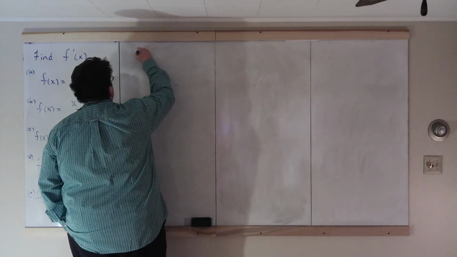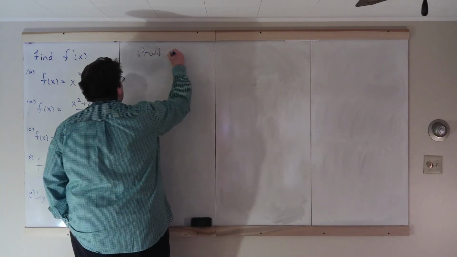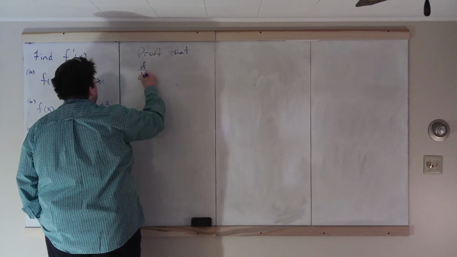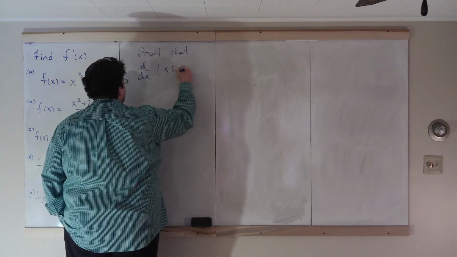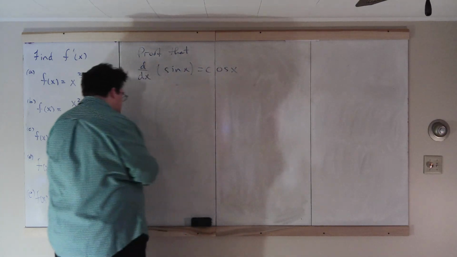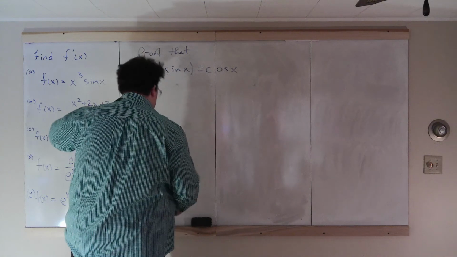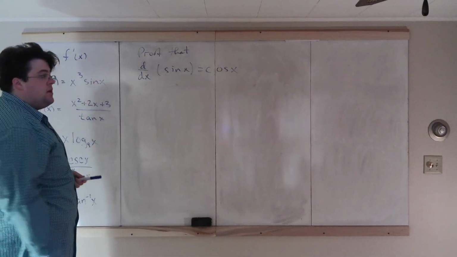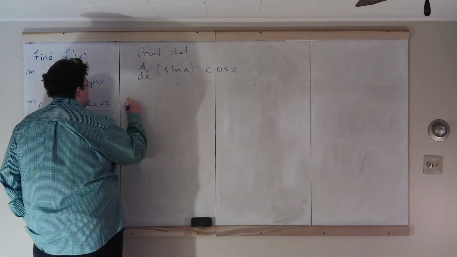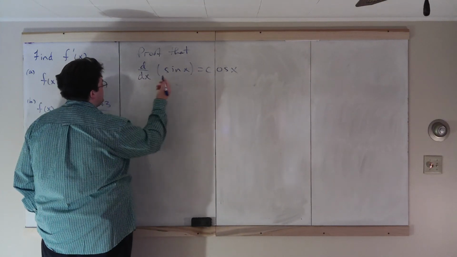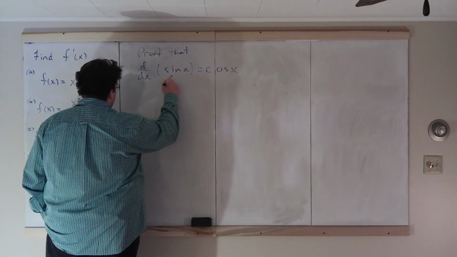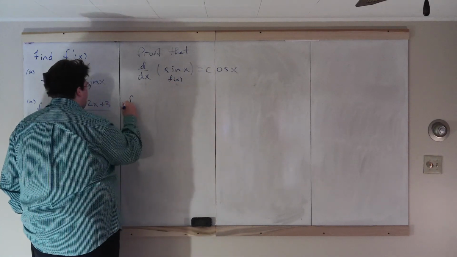So proof that the derivative of sine x, according to that page, derivative of sine x is cosine x. So how can we show that? Well, let's use our definition of the derivative. So maybe I should say f of x equals sine x, f prime is cosine x. Well, whatever, I'm just going to call that f.